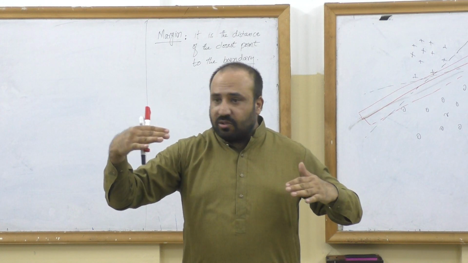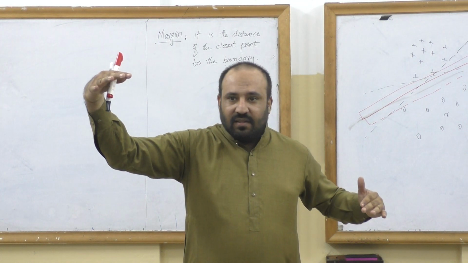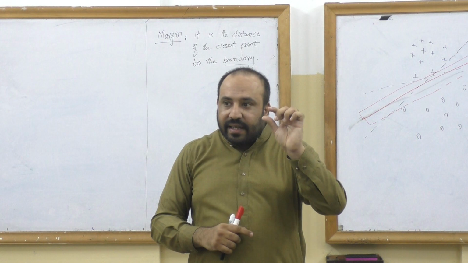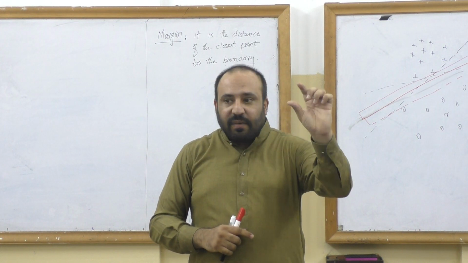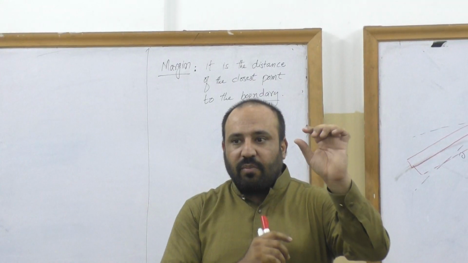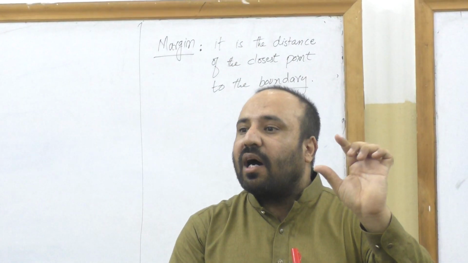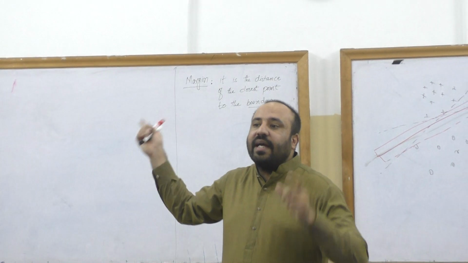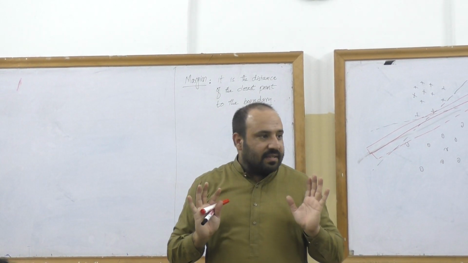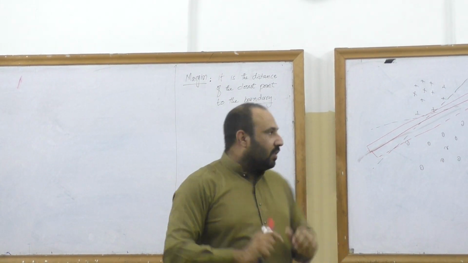Number 1, it is separated, so it is inside the two classes. Now, inside the two classes, which one is the closest? This particular point is closest to the boundary. So what is the distance of the closest point from the boundary? That is the margin that boundary has. Make sense? Yes.